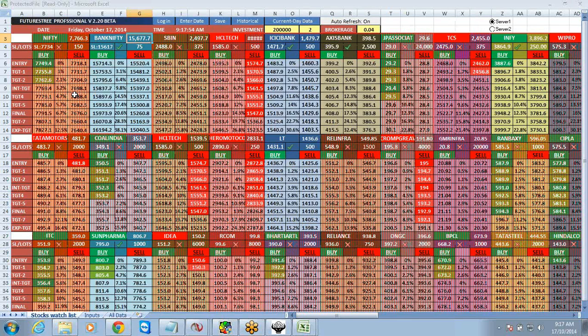So you can just cross-check this data with your terminal data, so it should be matching. So L&T we have a buy call. You can see that here.